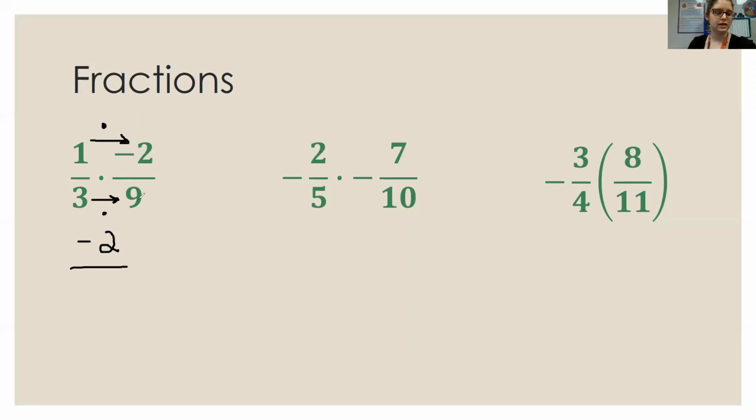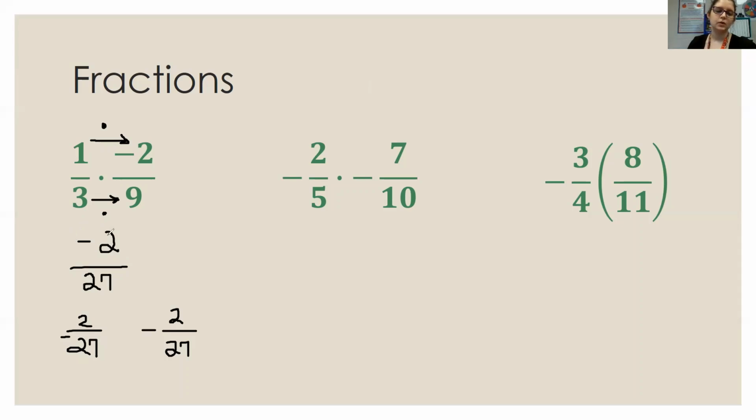Then I say 3 times 9. Well, 3 times 9 is 27. They're both positive, so this is positive. And I have -2 over 27. Now, it doesn't matter where the negative is. It can sit in the numerator. It can sit in the denominator, like so, 2 over -27. Or it can sit out in front in between the two. These are all the same answer.